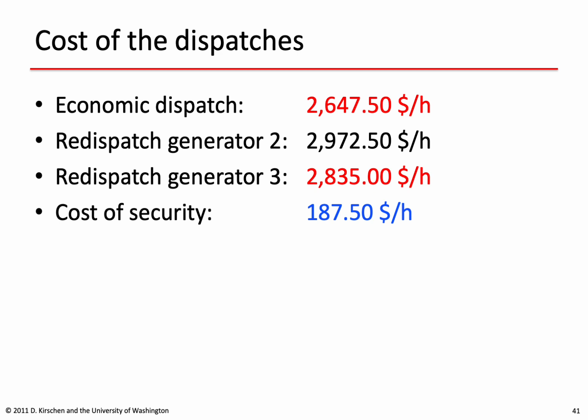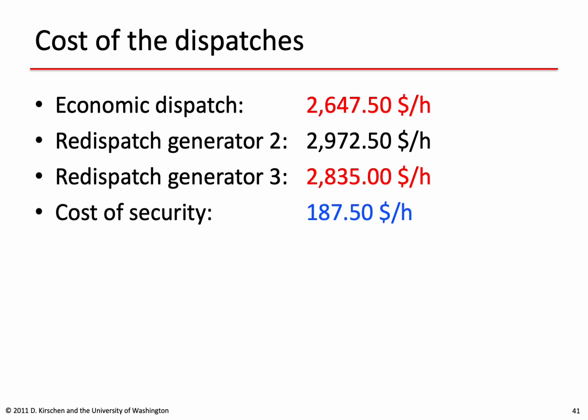Now, to find the solution that we are going to implement, we have to look at the cost of these dispatches. The cost of the economic dispatch was $2,647.5 per hour. If we redispatch generator 2, the total cost is going to be $2,972.5 per hour. But on the other hand, if we redispatch generator 3, the total cost is going to be $2,835 per hour. So redispatching generator 3 is better than redispatching generator 2, and that's what we are going to do.